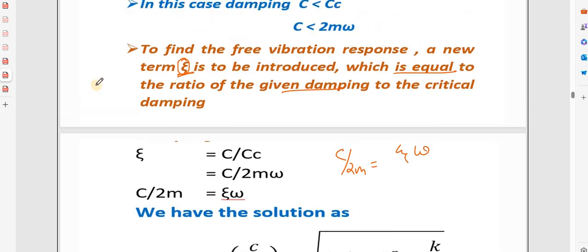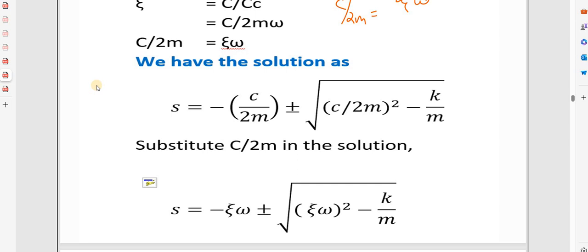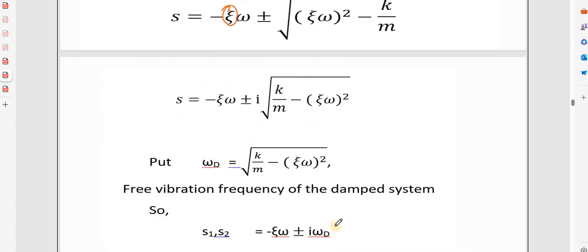So in this equation, I am substituting c by 2m with eta omega. So I will be getting s minus, in this term, I am substituting in place of c by 2m. Here also I am substituting. So this is the substitution which I will be getting. Now here you have the third term. Here you can see s is equal to minus eta omega plus or minus i into root of, I am just taking the negative of that, k by m minus eta squared omega squared, just rearranging this. Nothing new, just rearranging this.